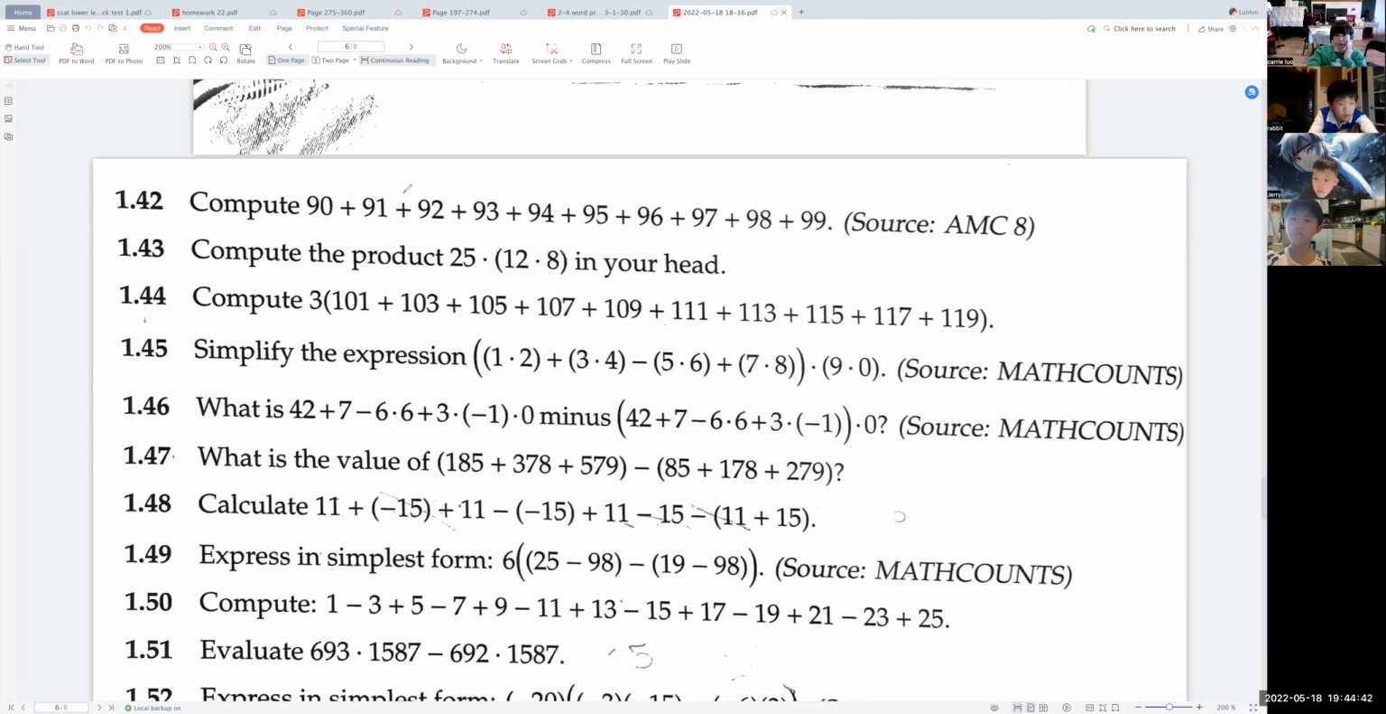So let's take a look at this one. How do we do this question? Okay, it looks complicated, but we can just do 90 plus 99, times how many numbers there are, 10, and divided by 2, right? But other than this, can we do something else?